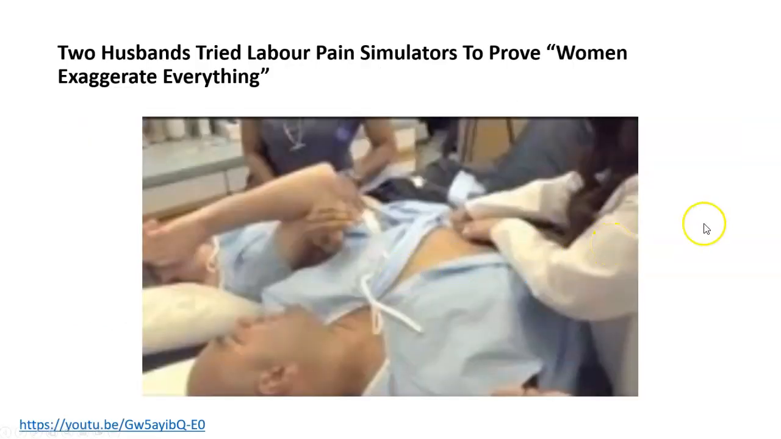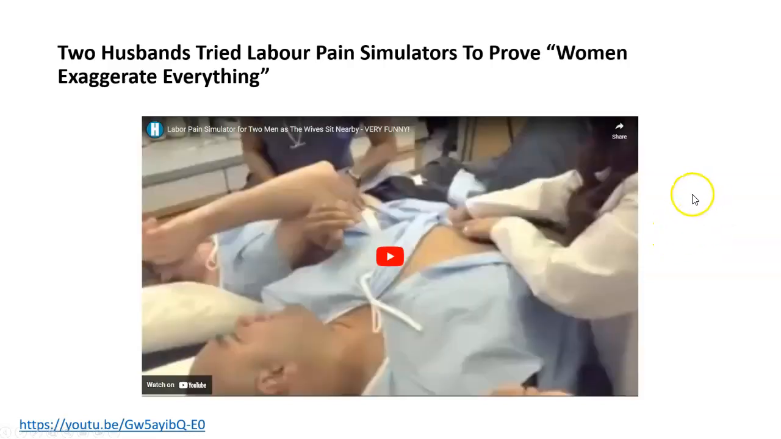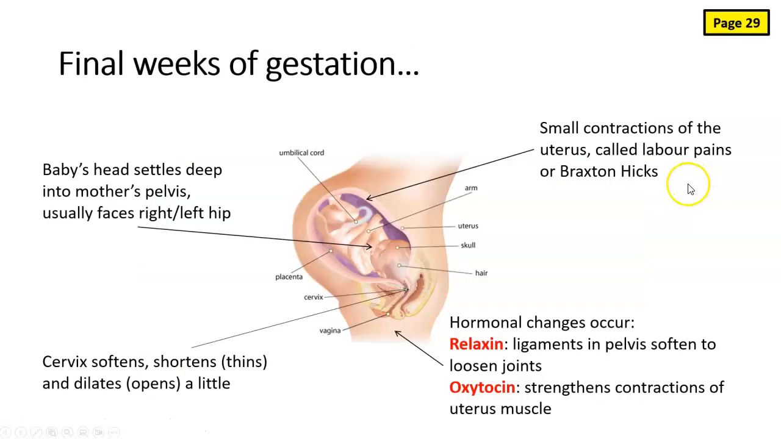Now, if you ever wanted to know what birth feels like, lucky for you, there are pain simulators that you can have a go at if you feel like it or not.